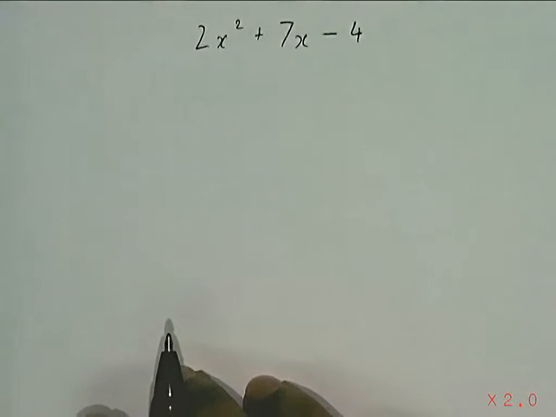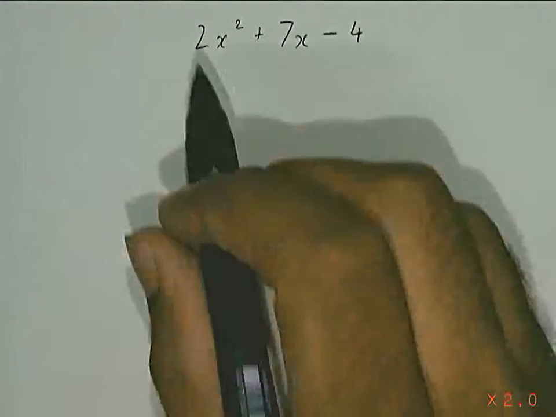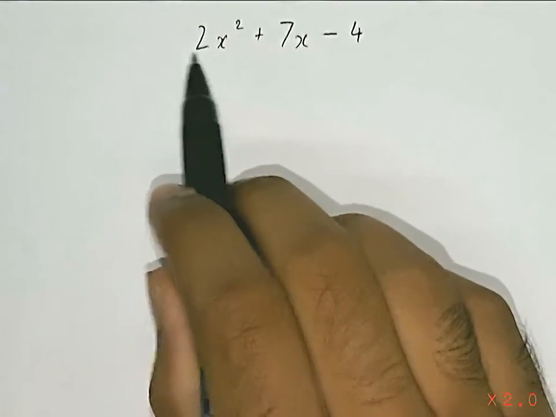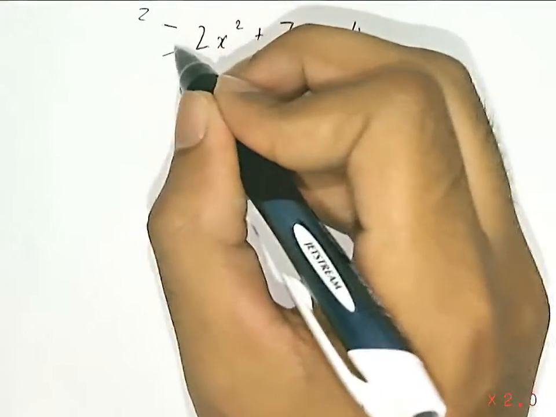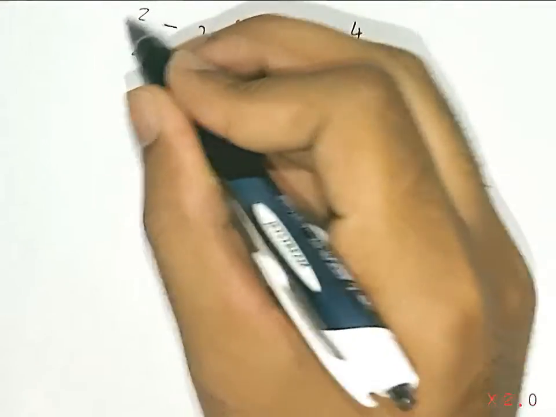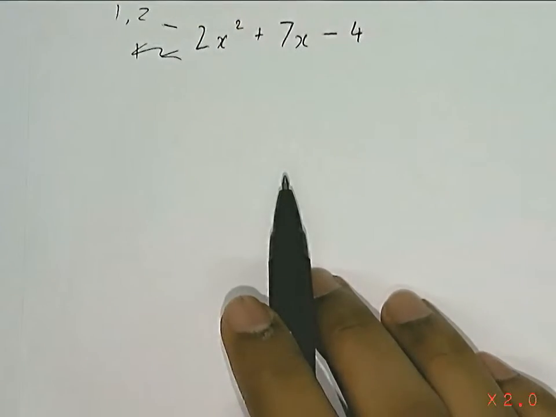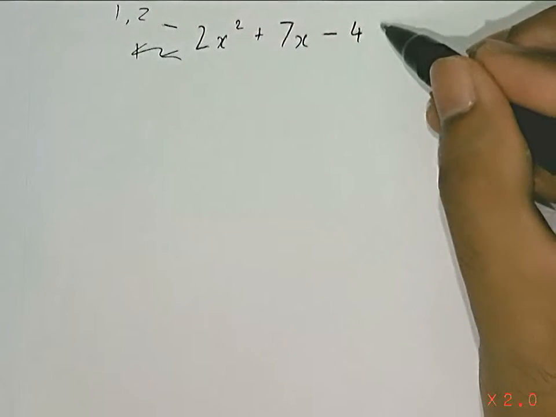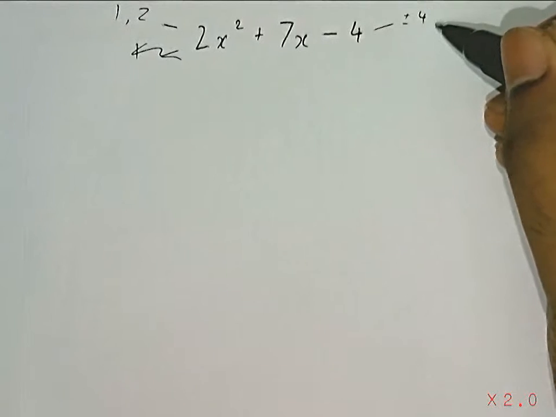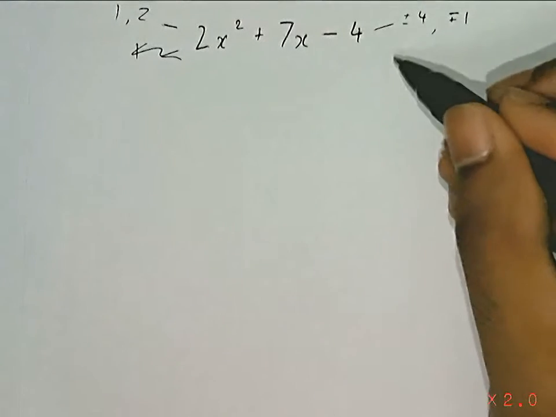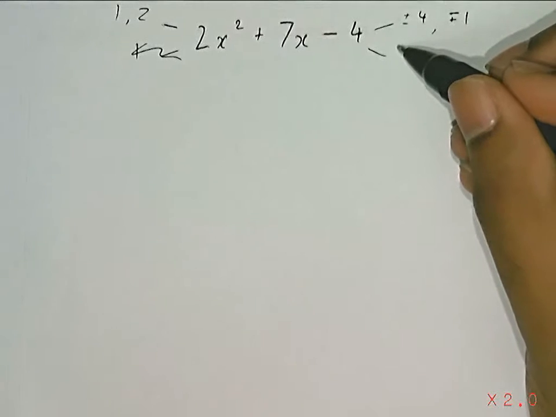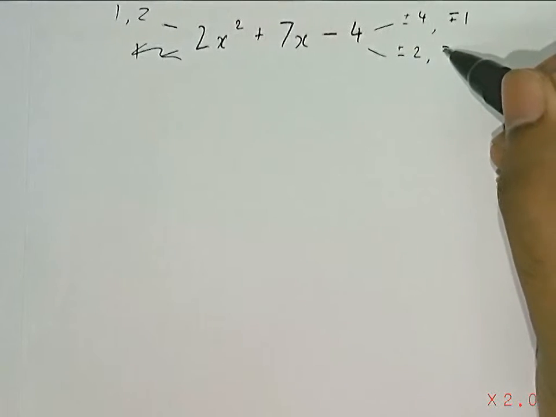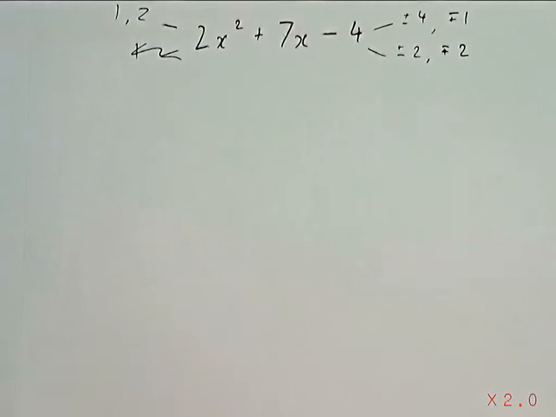Alright, so to solve this, we need to first know the factors of this term and of this term. For this, it's just 2 and 1, like that. And for the 4, you have to take into account the negative, so you can have plus minus 4 as well as minus plus 1, or you could have plus minus 2 as well as minus plus 2. So either one or the other must be negative, right?